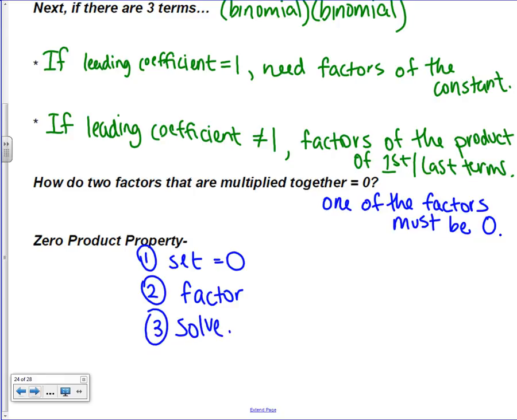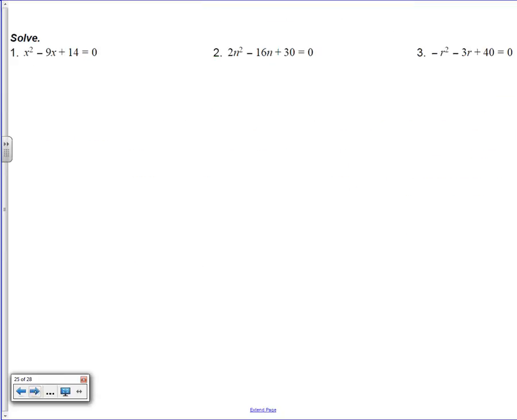And we're going to go through and do some of these examples. And they're all mixed up today. Okay, some of them have a GCF. Some of them have leading coefficient of 1. Some of them do not have leading coefficient of 1. So we kind of got a whole lot of everything today. All right, let's go ahead and get started.